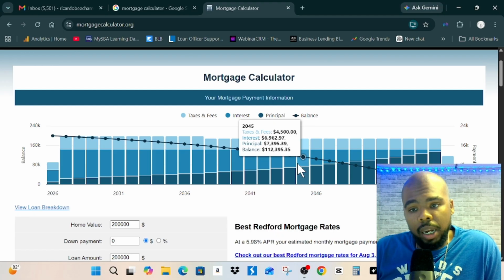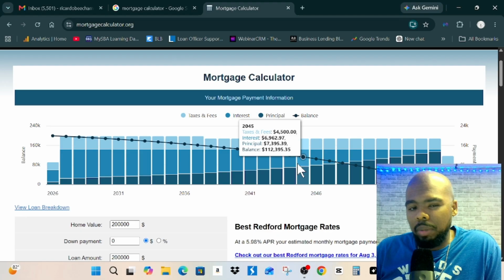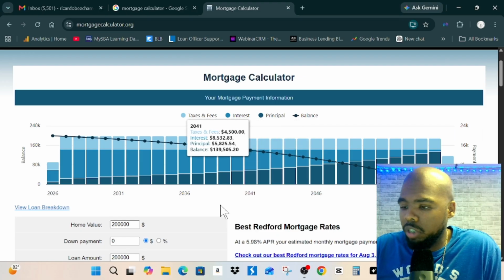So if you're somebody that's going to stay in your property and you know this for a fact for the whole 30 years, then refinancing and things like that would not be the best option for you, depending on your situation. Just remember, guys, everything changes over time. So just be understanding of that.